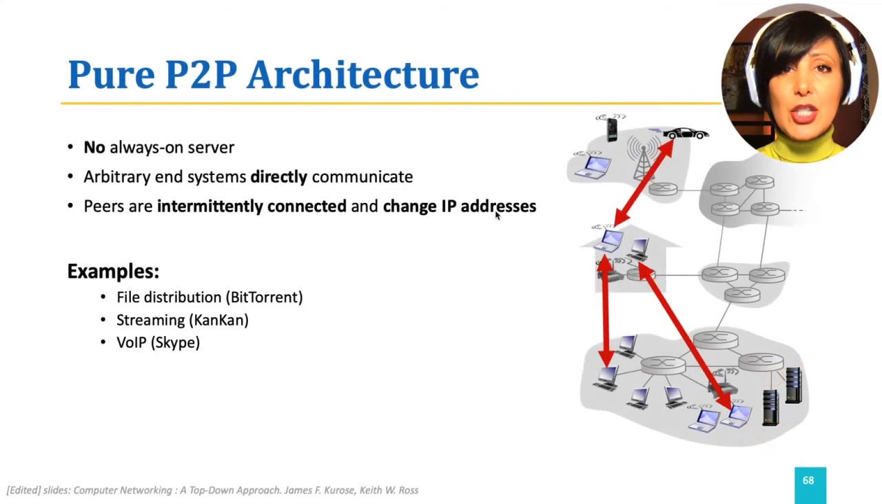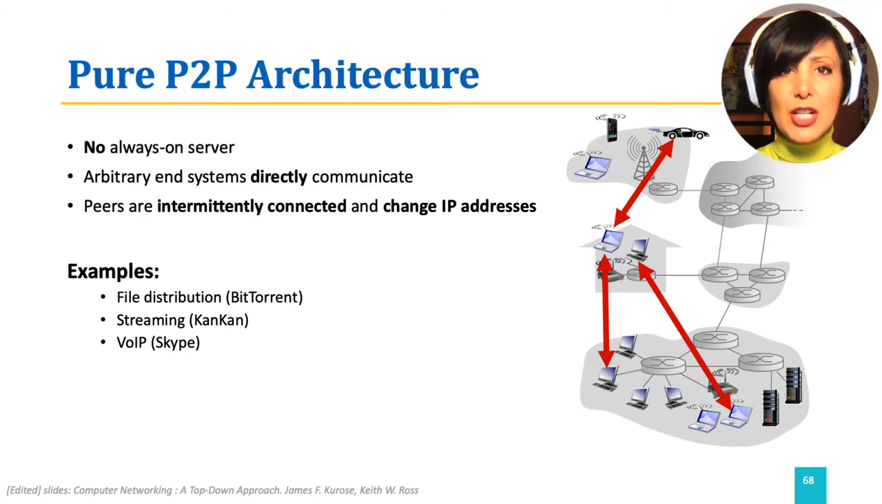We have discussed web, email, and DNS applications so far. These applications have a client-server architecture. We are now going to discuss another class of applications, which are peer-to-peer applications. Remember that in client-server architecture, we had an always-on server with a known IP address. The known IP address was used by clients to contact the server.